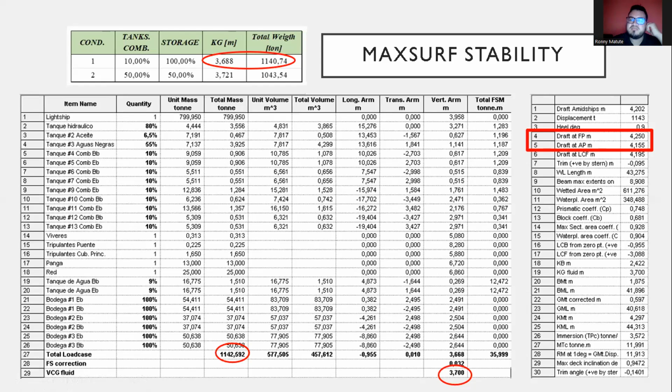Okay. In MaxSurf stability, I consider two load conditions. The first condition is the 100% storage, and this value is input in the load case and compared with the value of the KG and the weight in the original data in the stability book, and these values are close. With the data input in the MaxSurf motion, these are the values: the draft and the KG.